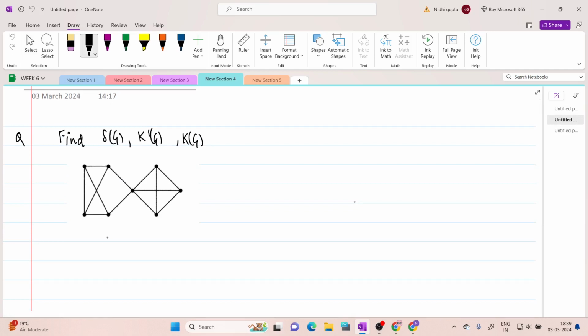Now we have this graph. First of all, what is the minimum degree of this graph? 3. Okay, now let's look at the vertex connectivity. What is the vertex connectivity? Is this a connected graph? So it is 1 connected.